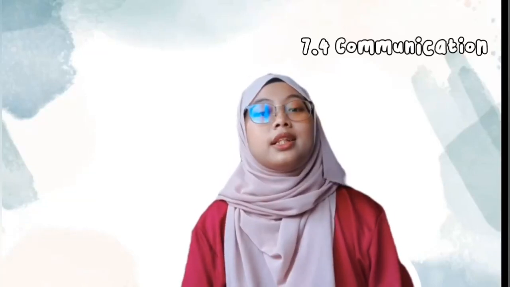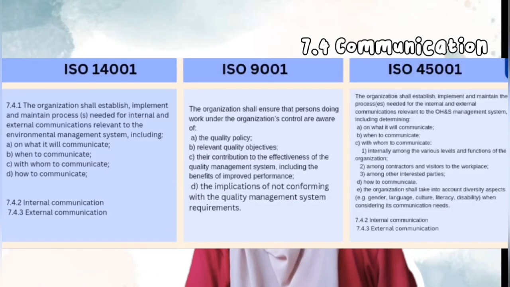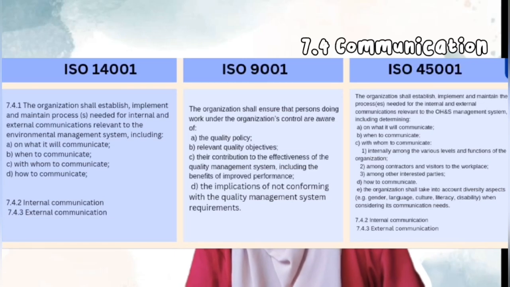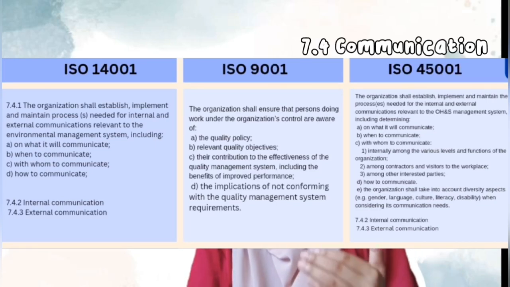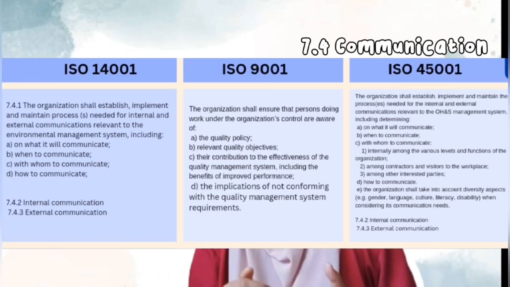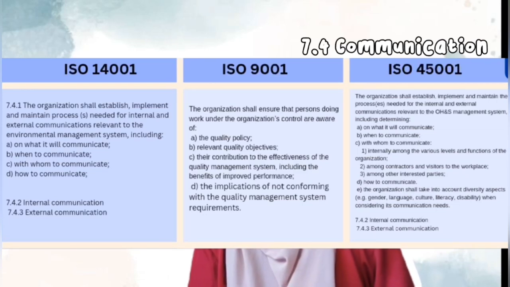Alright, so let's move forward to communication. The organization shall establish, implement, and maintain processes for internal and external communication relevant to the EMS, QMS, and OHS management systems. These include communicating about the organization's EMS, QMS, and OHS policies and objectives, the organization's performance against its EMS, QMS, and OHS objectives, and any significant environmental, quality, or health and safety issues.